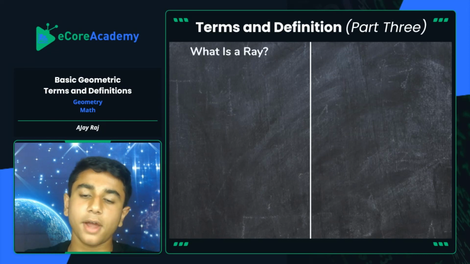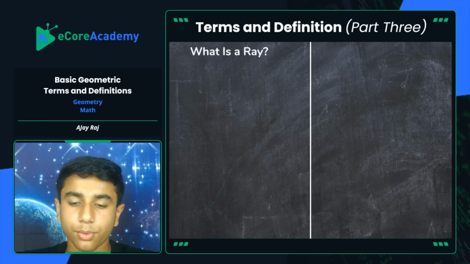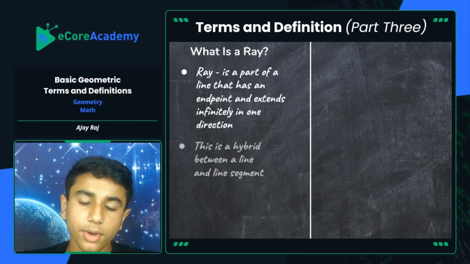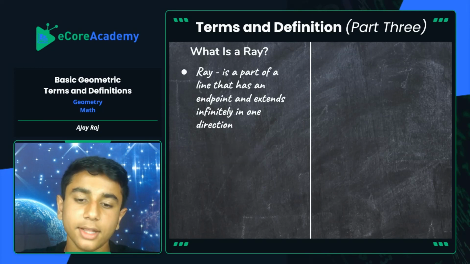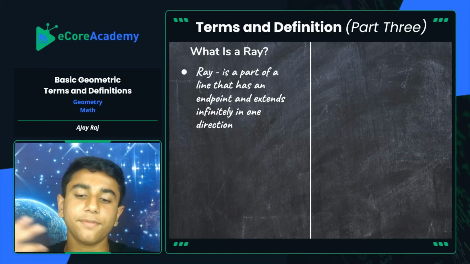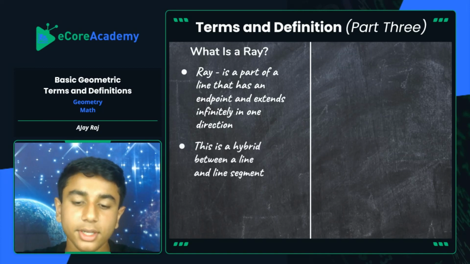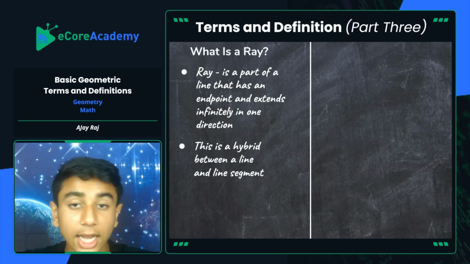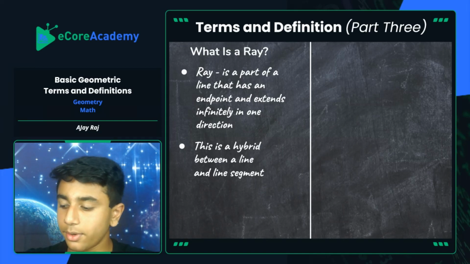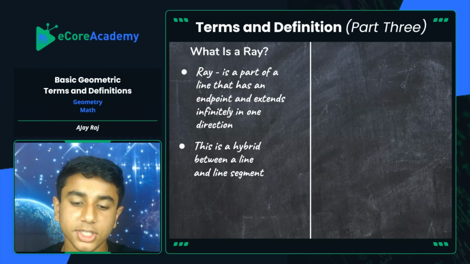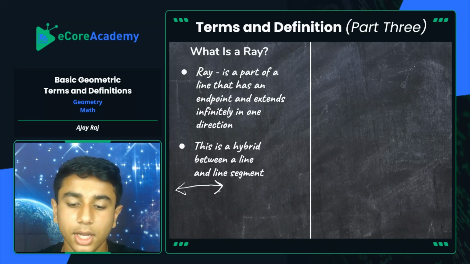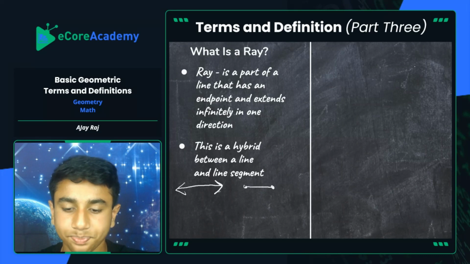And now we're going to find out what a ray is. We're going to discover what a ray is. So a ray is a part of a line that has an endpoint and extends infinitely in one direction. So just to dumb that down for you all, this is basically a hybrid between a line and a line segment. So if you were given a line and a line segment with the same exact similar point, we'll say that this is a line here, and we'll say that this is a line segment. Both are complete opposites from each other.